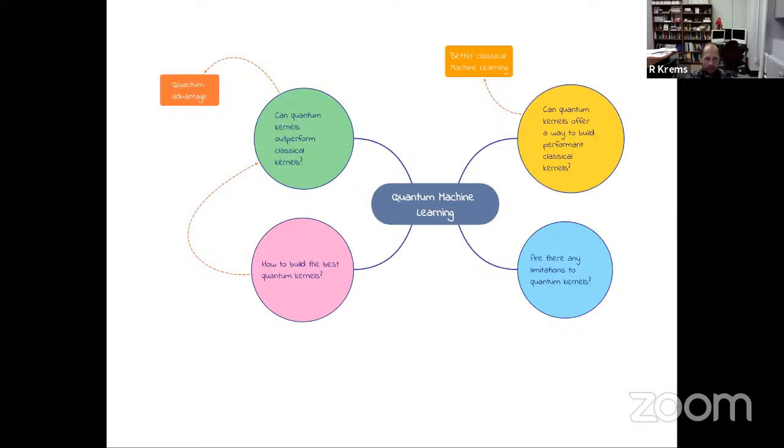Okay, so I'm running out of energy and time, so I think we should stop here. I just wanted to maybe finish with this diagram that represents our approach, our thoughts about quantum machine learning. So the big questions that we're thinking about are, of course, how to build the best quantum kernels, and can quantum kernels outperform classical kernels?